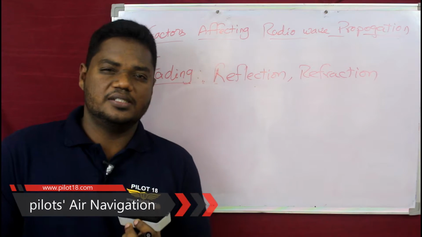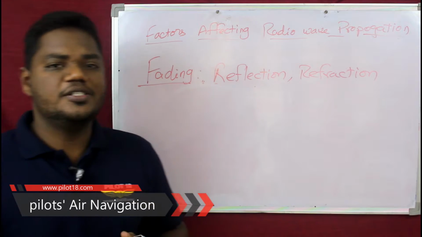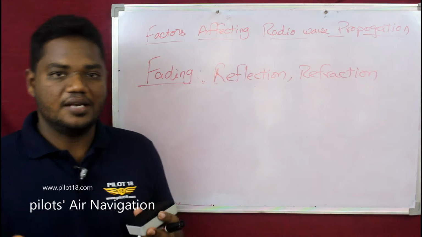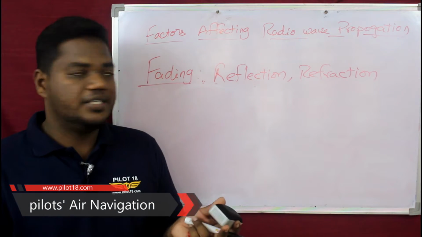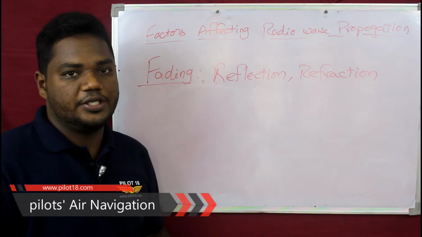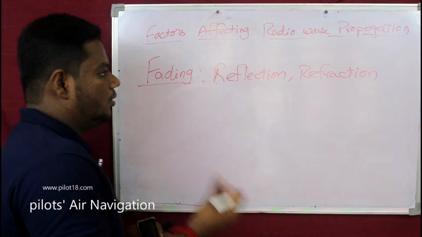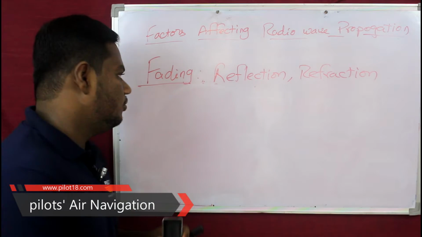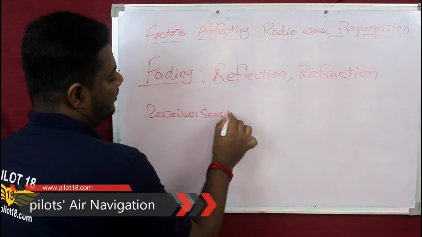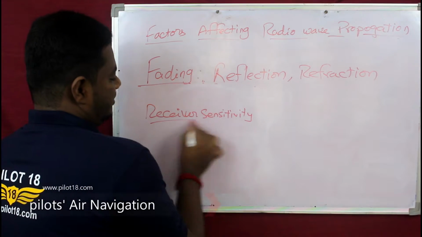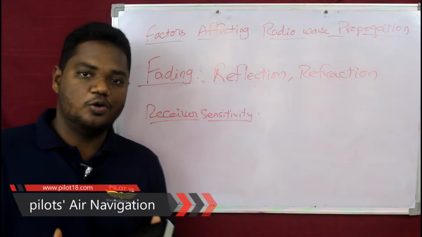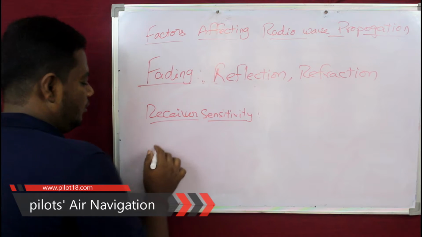affect the range: sensitivity of the receiver. If the receiver is more sensitive, it can even pick up the weak signals and the range can be increased. Okay, because we were discussing the factors affecting radio wave propagation. So now attenuation we have seen, fading we have seen, now receiver sensitivity. If the receiver is more sensitive, then even if your transmitted signal is weak, you can capture the signal better, right? Third one, directivity.